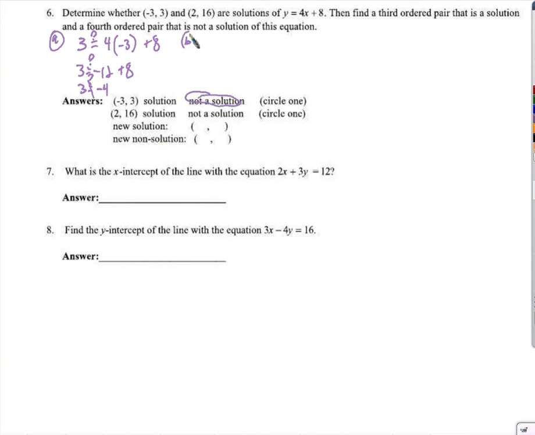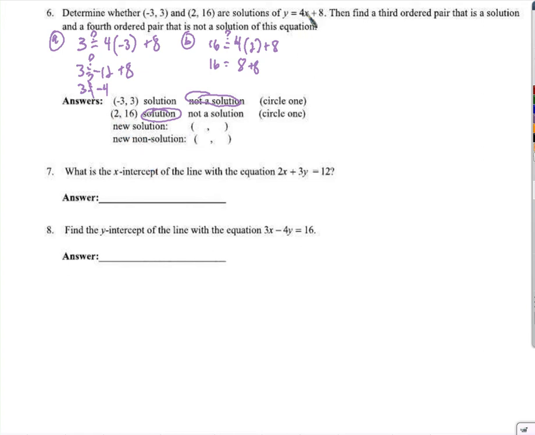2, 16, let's try that. That's part B. 16 is y. 4 times 2 plus 8. Will this work out? That's the question. 16 equals 8 plus 8. Yes, it does work out. 8 plus 8 is 16. Now I need to find a new solution, something that works. This is a solution. So I can't use 2, 16, but I can use anything else.